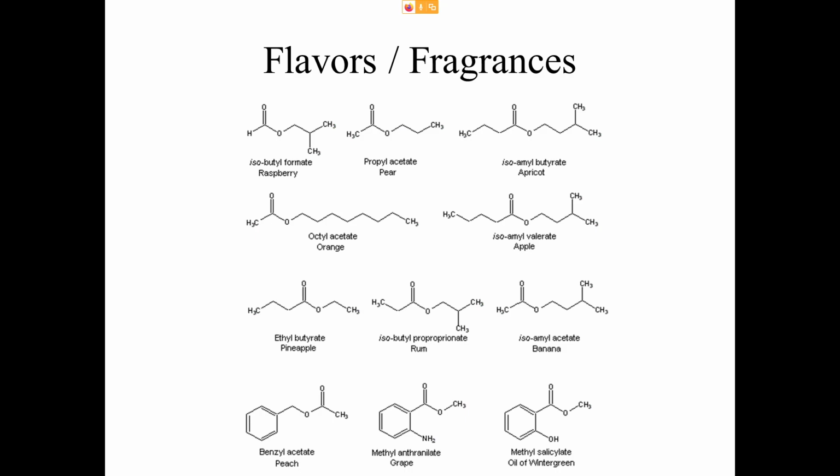Okay. How about the one on the right? This one is the flavor of apricots. So what's the carboxylic acid used? Butanoic acid, right? 1, 2, 3, 4. Very simple. And the alcohol that was used? Just cover all this up and put an H there, and that'll look like the alcohol that was used.